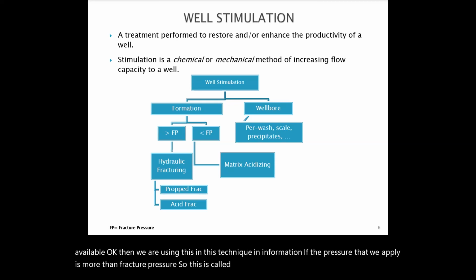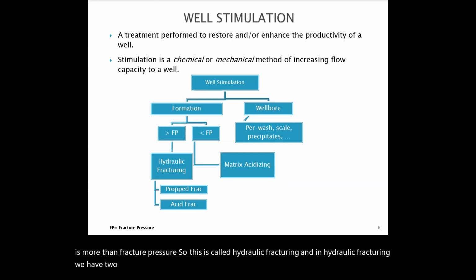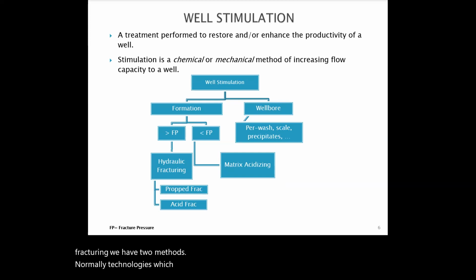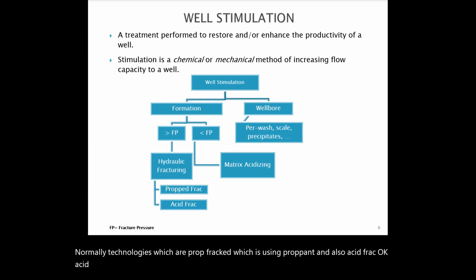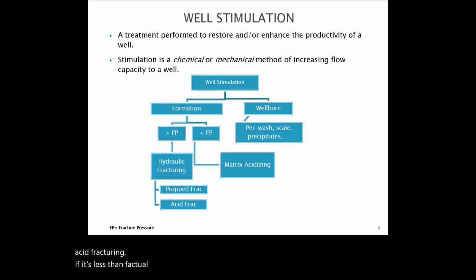In hydraulic fracturing, we have two commonly used methods, which are prop frac, which uses proppant, and also acid frac, acid fracturing. If the pressure is less than fracture pressure, it's called the technology of matrix acidizing.